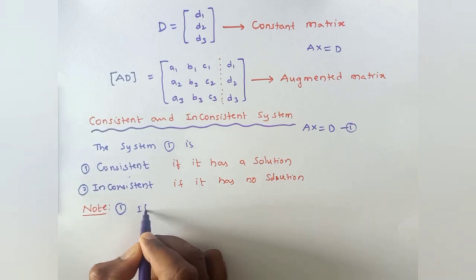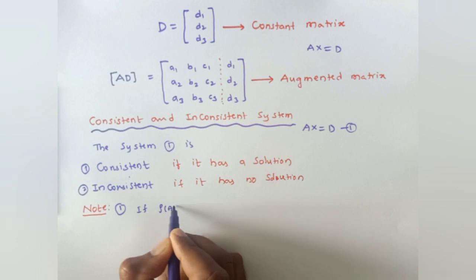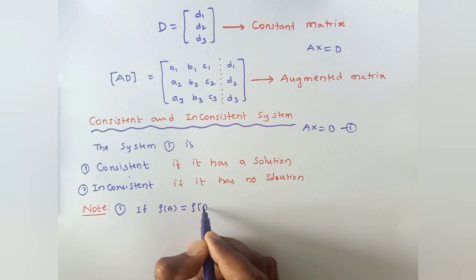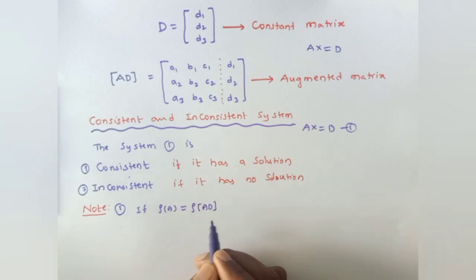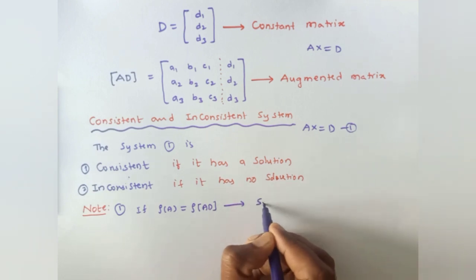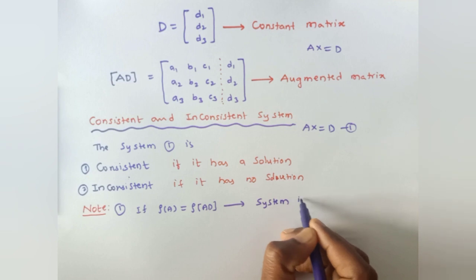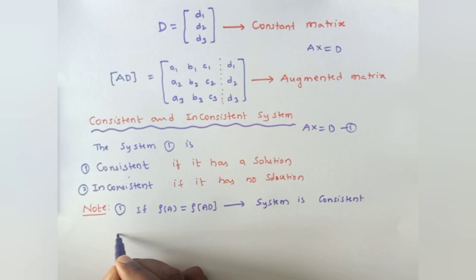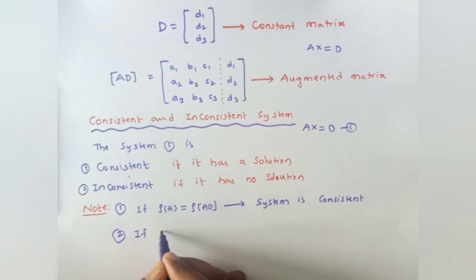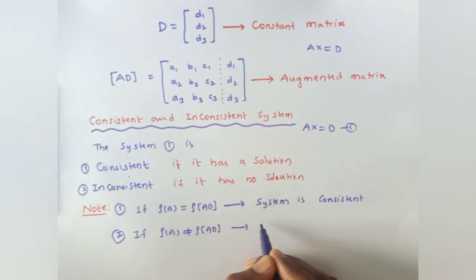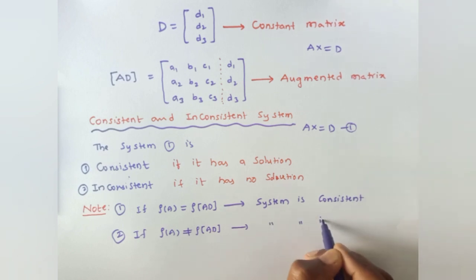If the rank of the given matrix A is equal to the rank of the augmented matrix AD, we say that the system is consistent. Okay, number two, if the rank of A is not equal to the rank of the augmented matrix, therefore the system is inconsistent.